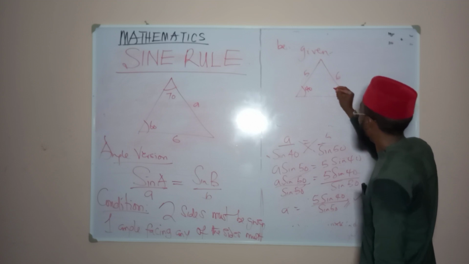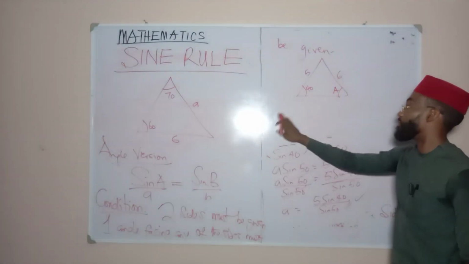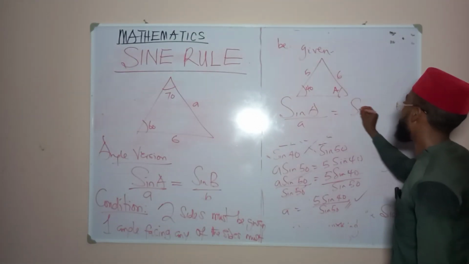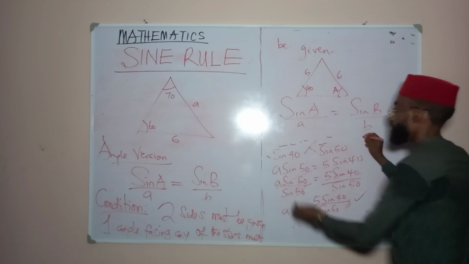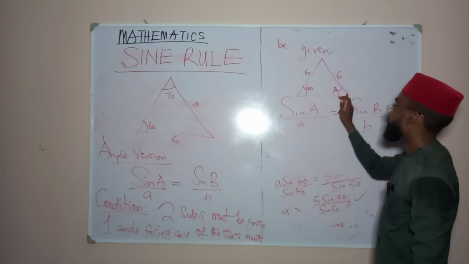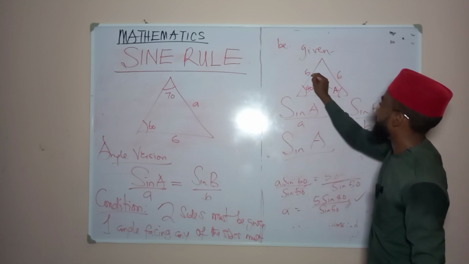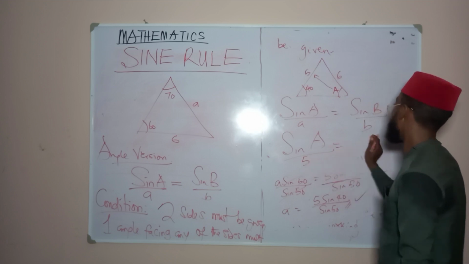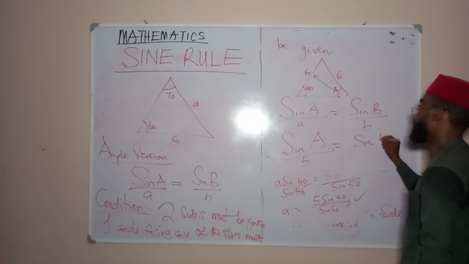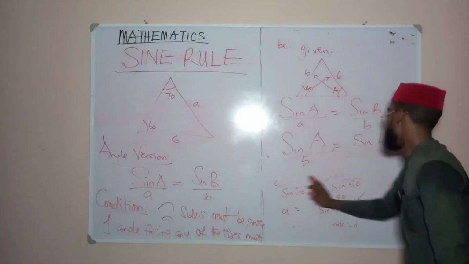Let's assume that this is called our A. So we are going to call this the angle we are looking for, A. We are going to have that sine A all over a is equal to sine B all over b. It will be very easy for us to find this now. Our sine A is going to be the angle we are looking for. Sine A all over the side facing it, we have it as 5, is equal to sine B, the other angle that is given, which is sine 40, all over the side facing that angle, which is 6.